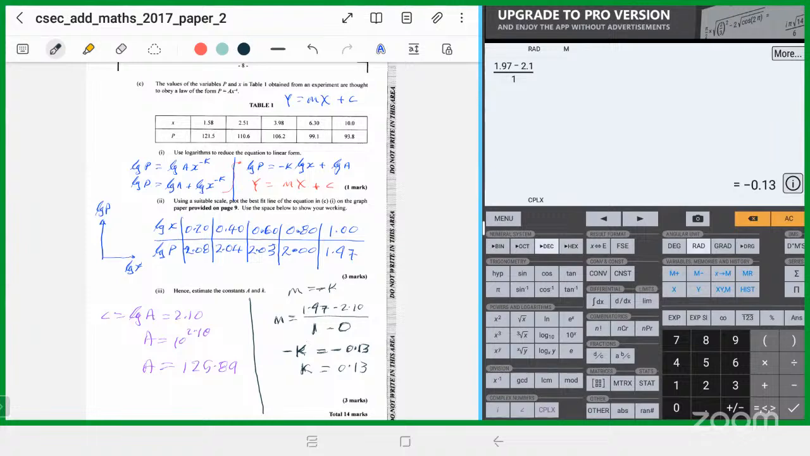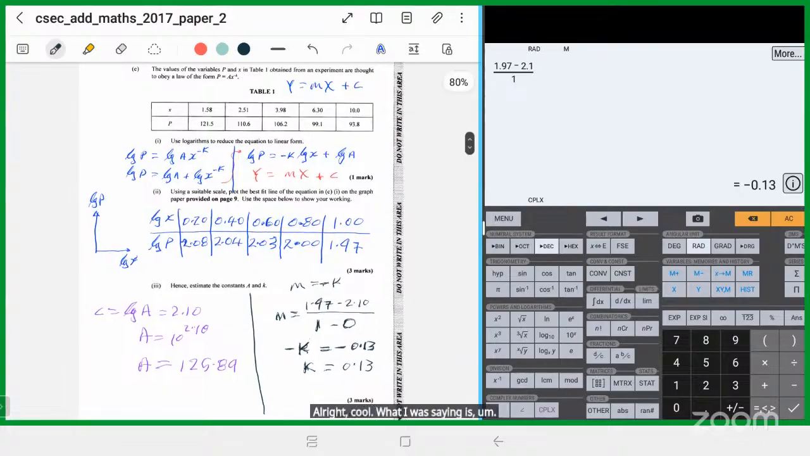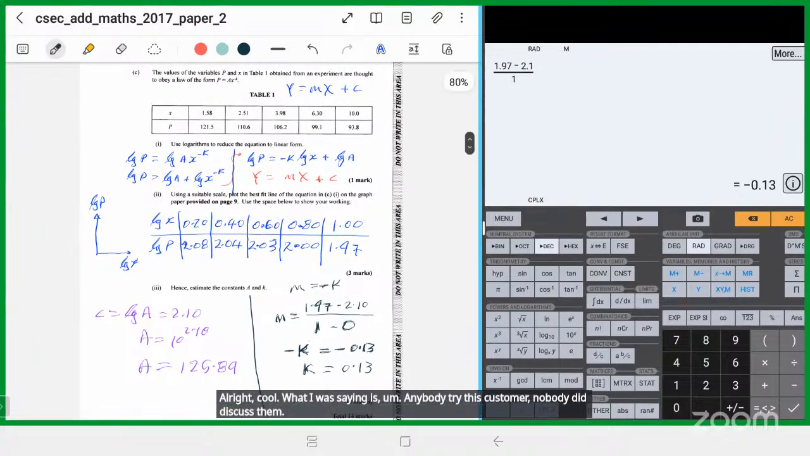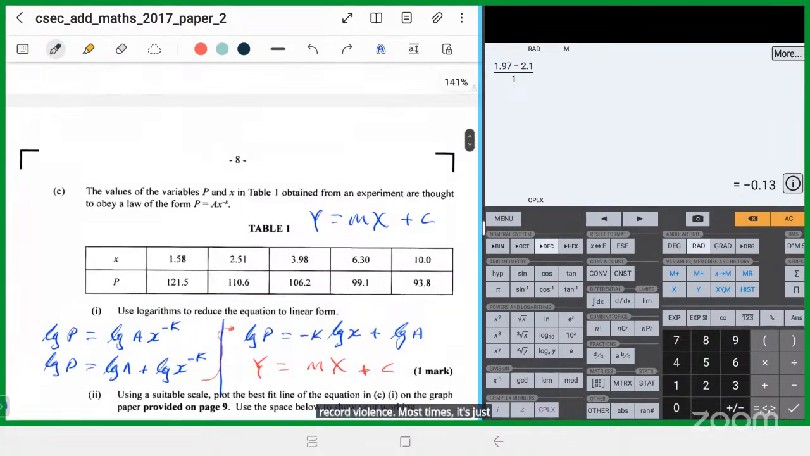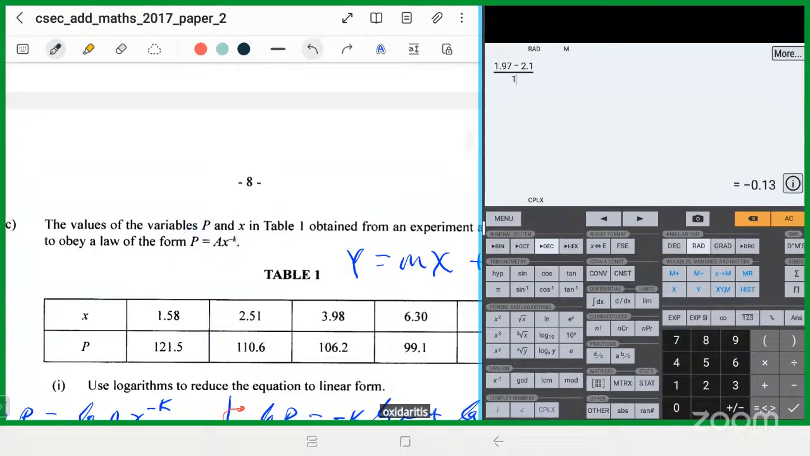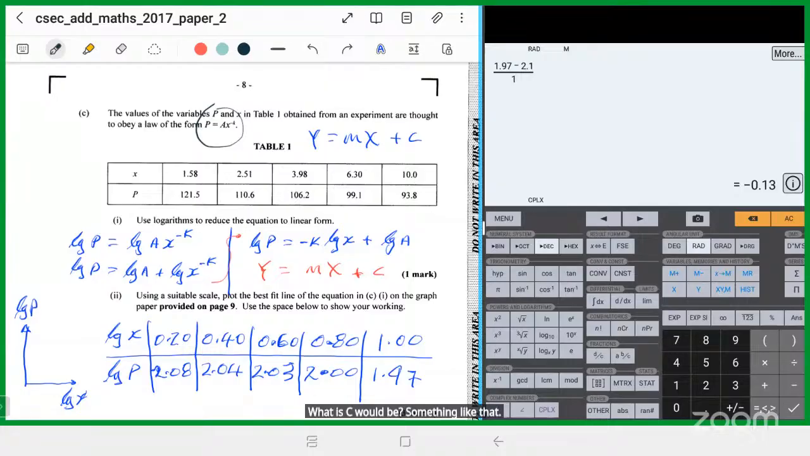Yes, sir. Alright, cool. What I was saying is, anybody tried this question? Anybody did this question? I think this must be one of the few times that they set a full linear reduction question like this. We have to actually draw a graph and work out the values. Most times they might just give you something like this, ask you to write it in a linear form and then ask you what the gradient would be and what the C would be. But this one is a full one.